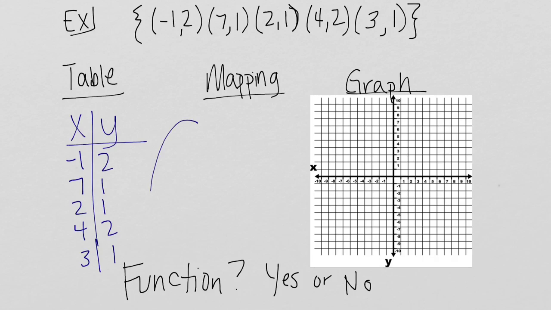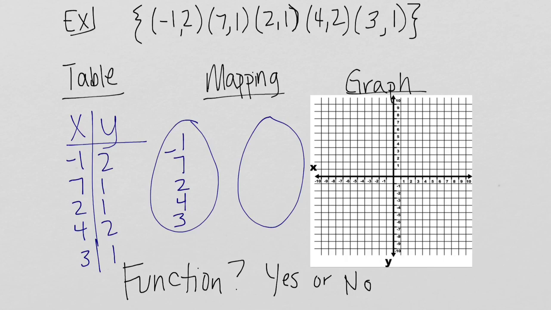Now for our mapping, we want two bubbles, an input and an output bubble, X and Y. But again, we don't want to repeat. So in the X column, there's nothing repeating, which is your hint about the function. So -1, 7, 2, 4, and 3. So I need all of those. But over here, I have 2, 1, 1, 2, 1. There's only a 1 and a 2. We don't want to put all the 1s and all the 2s. We're going to use arrows to repeat.